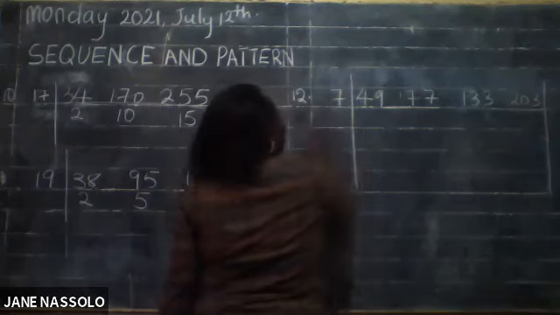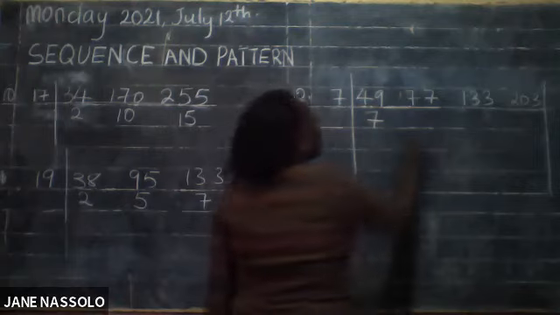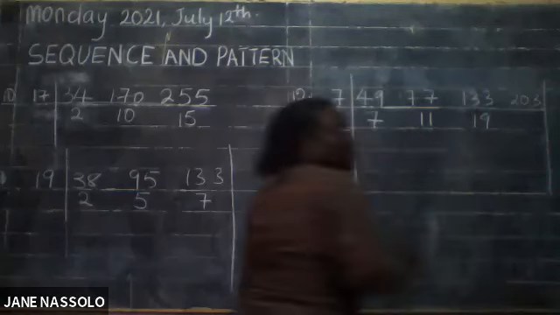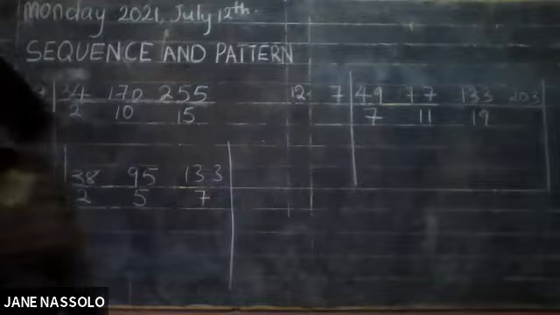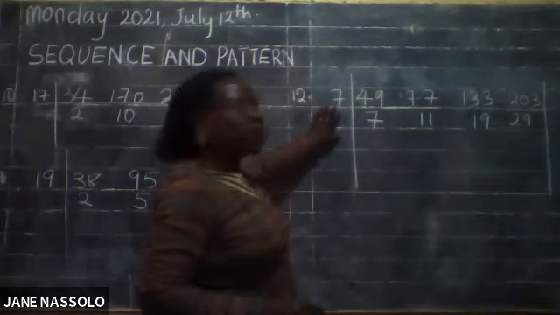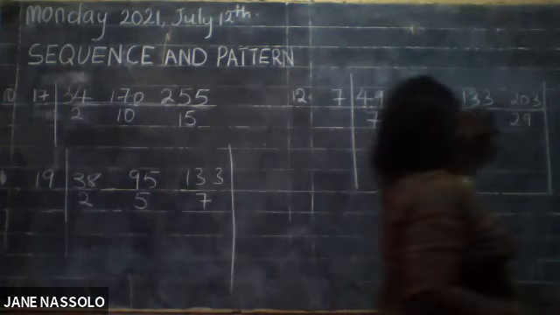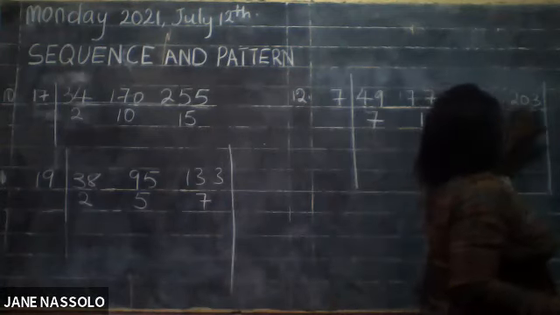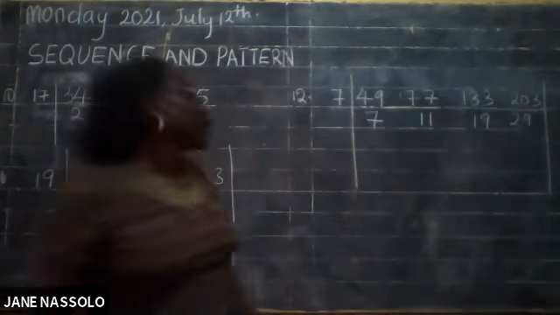So we have 7, and 7 goes into 49 how many times? 7 times. 7 goes into 77 11 times. 7 goes into 133 19 times. 7 goes into 203 how many times? 29 times. So the number whose 4 multiples are 49, 77, 133, 203 is 7. Is that fine?